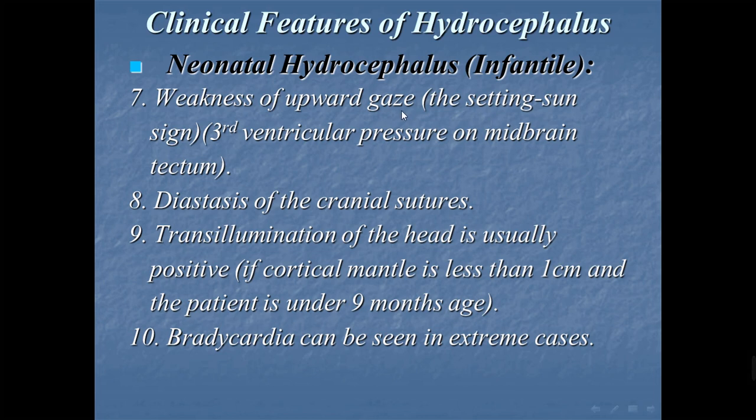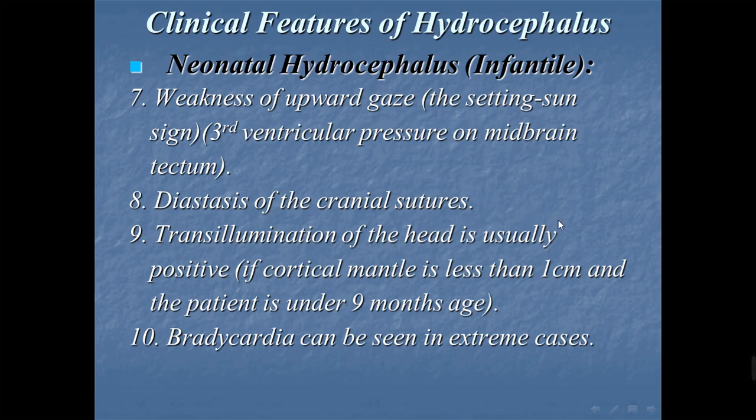Weakness of upward gaze. What will happen is what's called the setting sun sign or sunset eyes. This is due to interventricular pressure on the midbrain tectum responsible for upward gaze. Diastasis of the cranial sutures, I mean separation of the cranial sutures. You know that they are not fused, but they are one beside the other normally. In this case, they will be separated, there will be a gap between them as if there's a fracture.